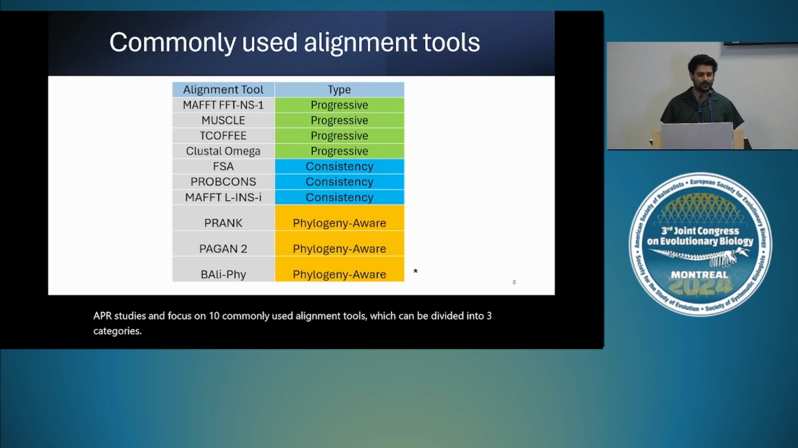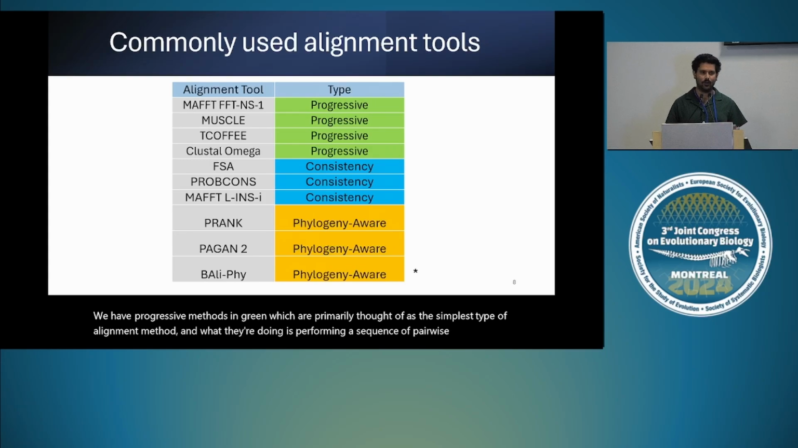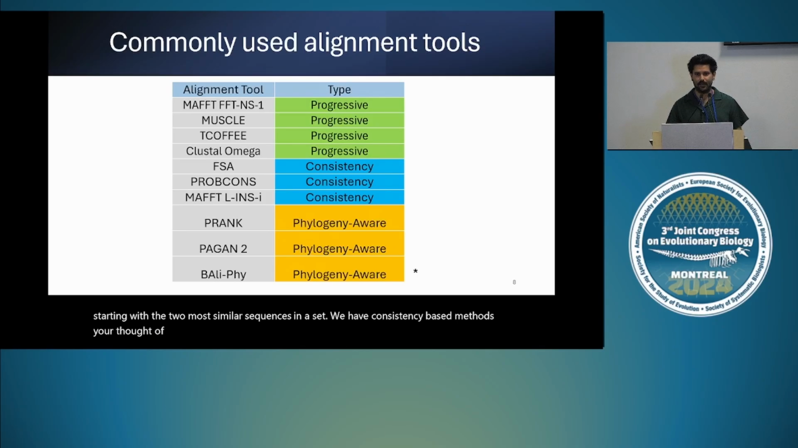We have progressive methods in green, which are primarily thought of as the simplest type of alignment method. What they're doing is performing a sequence of pairwise alignments starting with the 2 most similar sequences in a set. We have consistency-based methods, which are thought of as an improvement to progressive methods. They're seeking to maximize the consistency of all those pairwise alignments. And then finally, we have phylogeny-aware methods, which are trying to incorporate phylogenetic information into that alignment process.